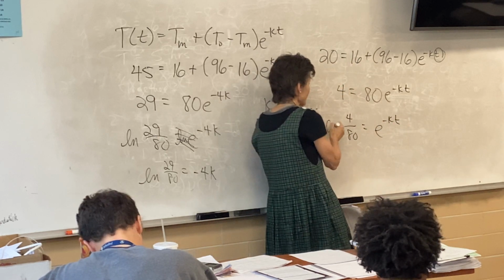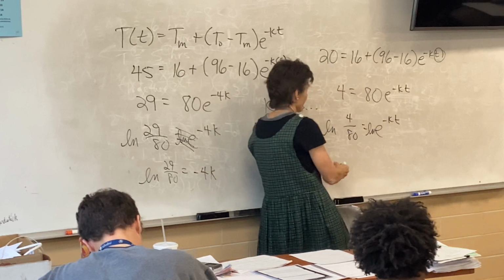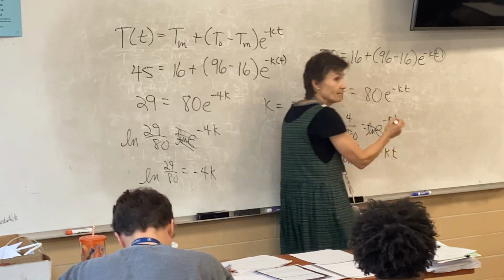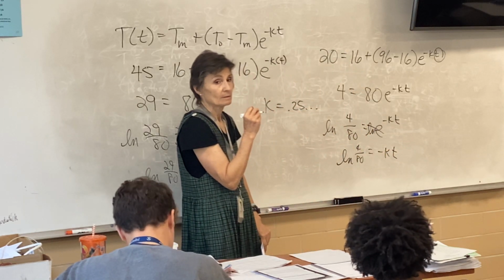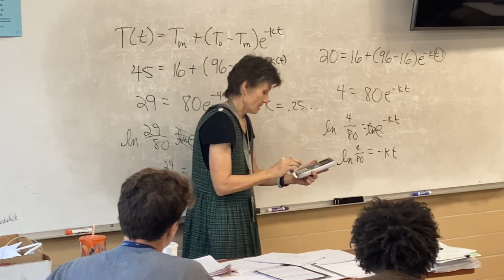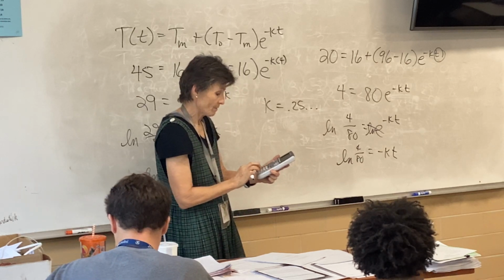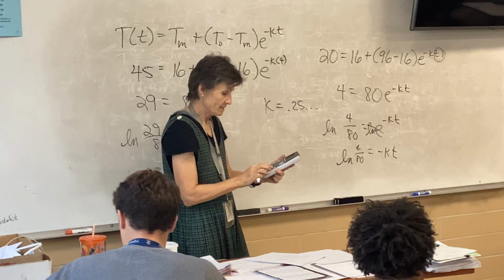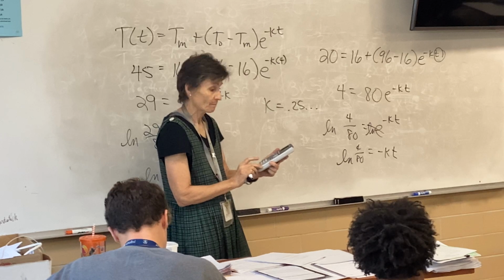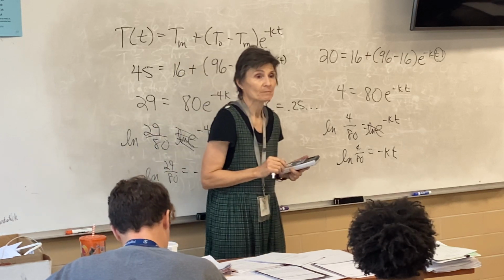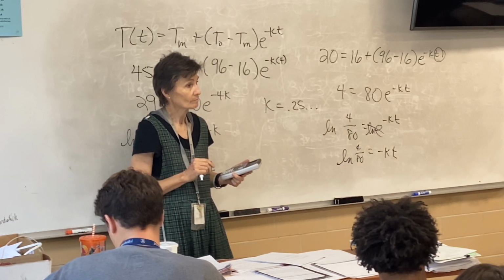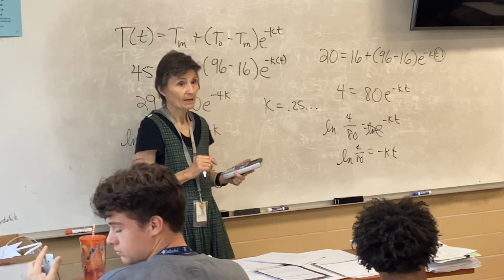Now when I take the natural log of both sides, I'll have the natural log of 4/80 equal to negative KT. Right? So what will I type into my calculator? Natural log of 4 divided by 80, divided by negative, second answer. And what did you get? How long is it going to take? 11.8 hours. Is that okay with everybody?